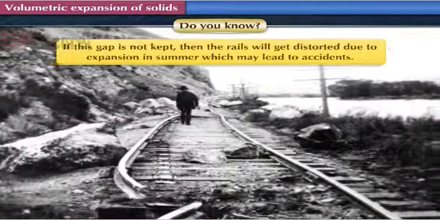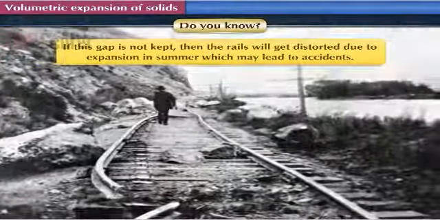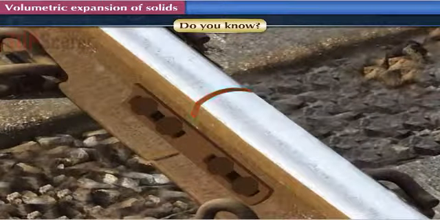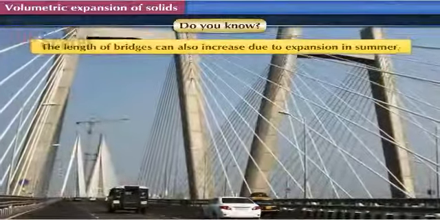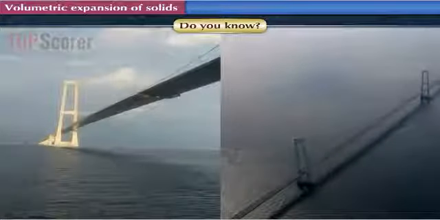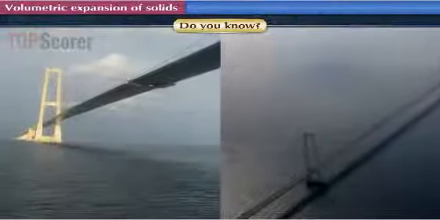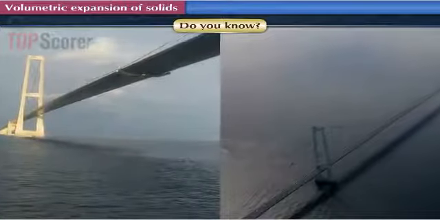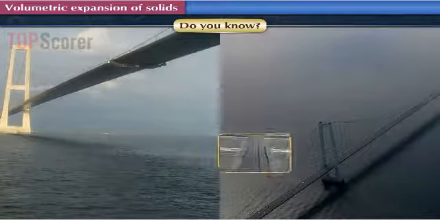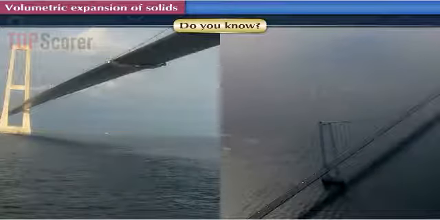If this gap is not kept, then the rails will get distorted due to expansion in summer, which may lead to accidents. Similar to rails, the length of bridges can also increase due to expansion in summer. In Denmark, there is a long Great Belt Bridge of length 18 kilometers, which increases by 4.7 meters in summer. To accommodate this expansion, provision is made in the construction of the bridges. Come, after this interesting information, let us now proceed to understand expansion of liquids.